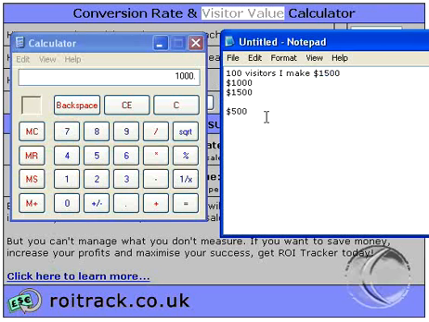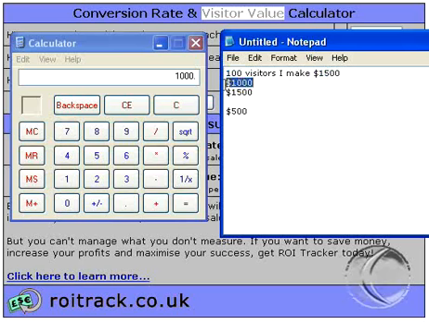Now, if I did that math too fast for you, I want you to stop the video and play this again, because this is a very powerful concept. If you know your numbers, it's very easy to figure out exactly what you are able to pay per click. Let me just go over this again. I have 100 visitors to my site. For every 100 visitors, one person buys my product that costs $1,500. So I make $1,500 every time 100 visitors come to my site. I have a 1% conversion rate from visitors to customers.